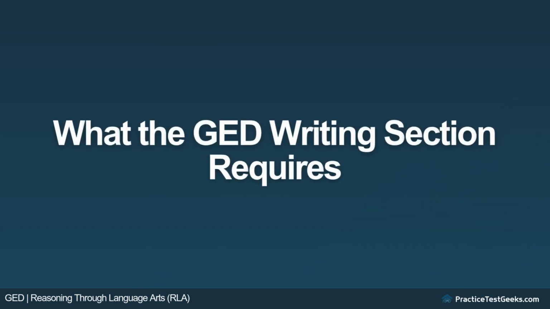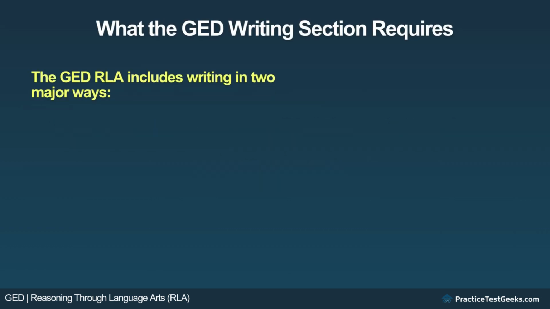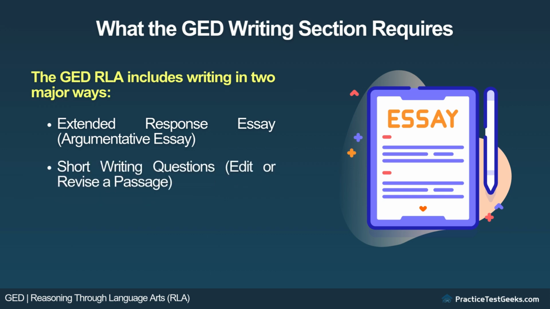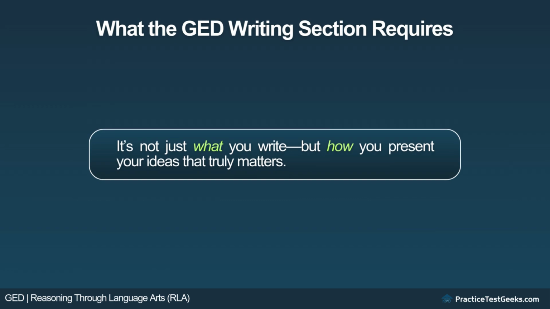Let's now turn our attention to the writing portion of the GED Reasoning Through Language Arts section. The GED RLA includes writing in two major ways. First, the extended response essay. This is an argumentative essay. Second, short writing questions, where you'll be asked to edit or revise a passage. Both types test your ability to clearly express ideas, follow logical structure, and use standard English conventions. The key takeaway is this: it's not just what you write, but how you present your ideas that truly matters.